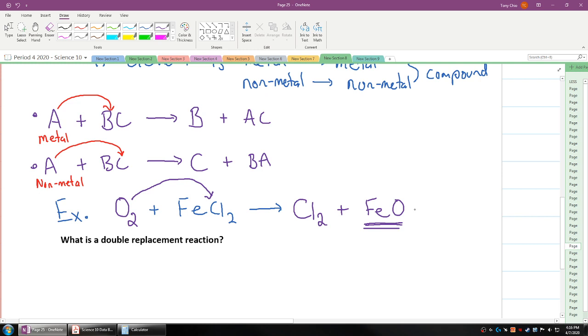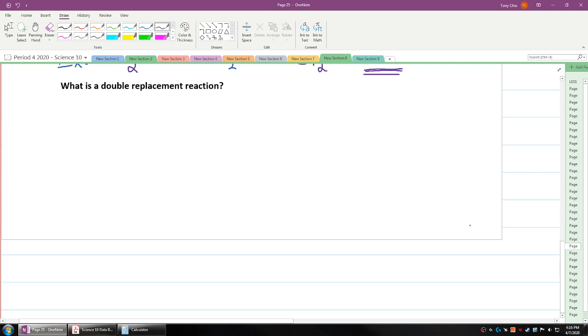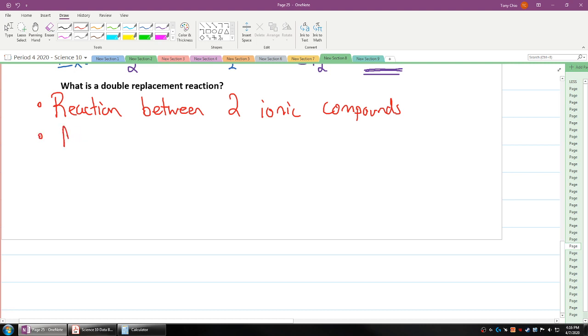Let's move on to the next class of reaction, which we call a double replacement. A double replacement reaction is one that involves two ionic compounds. It's a reaction between two ionic compounds, which means between two metal-nonmetal compounds. What happens here is the metal and nonmetal will basically switch partners. We'll swap partners.